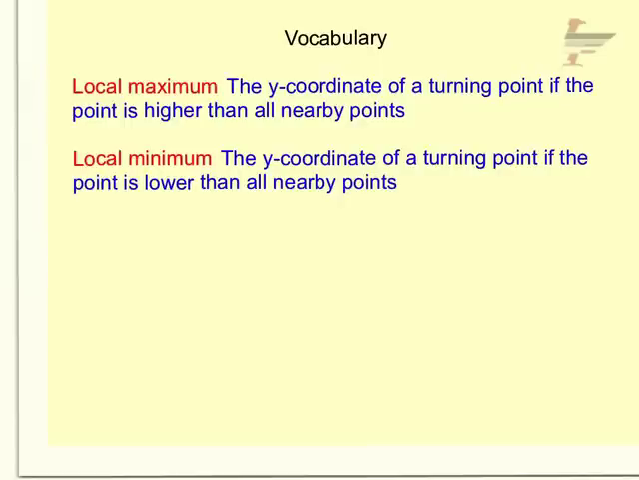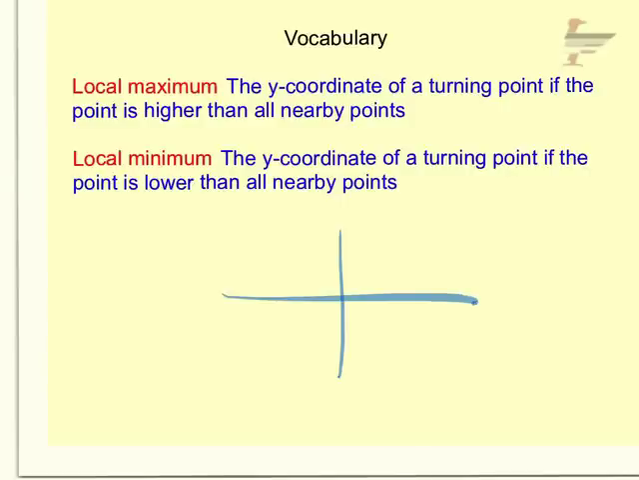local maximum and local minimum. So local max is the y-coordinate of a turning point if the point is higher than all nearby points, and local min is the y-coordinate of a turning point if the point is lower than all nearby points. And let me just explain this in a little easier light here.